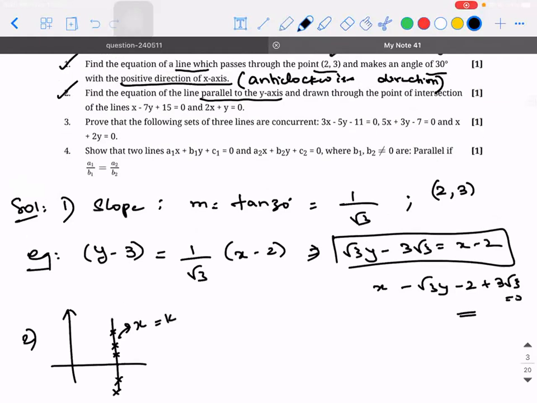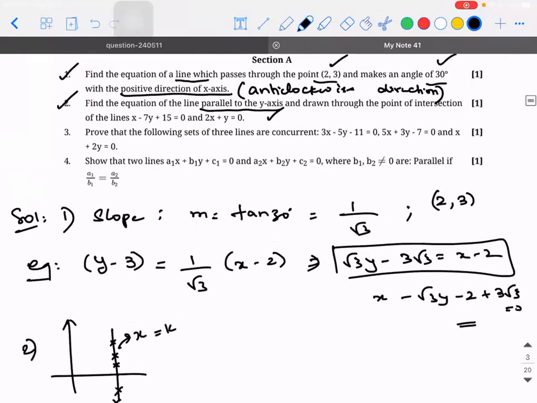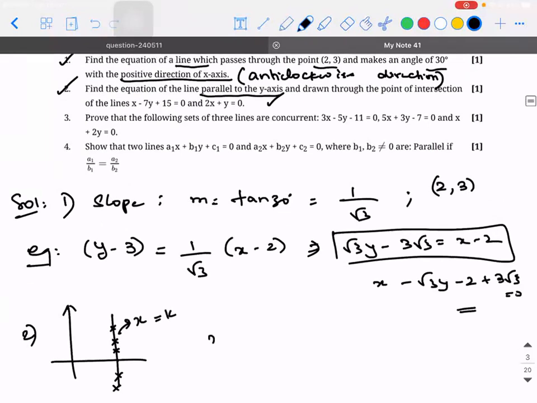So they are asking to find the equation of the line parallel to the y-axis drawn through the point of intersection of these two lines. So what are we supposed to do? First find the point of intersection. Tell me what is the answer. Do it fast and tell me. The lines are x minus 7y plus 15 is equal to 0 and 2x plus y is equal to 0. So what are the coordinates?